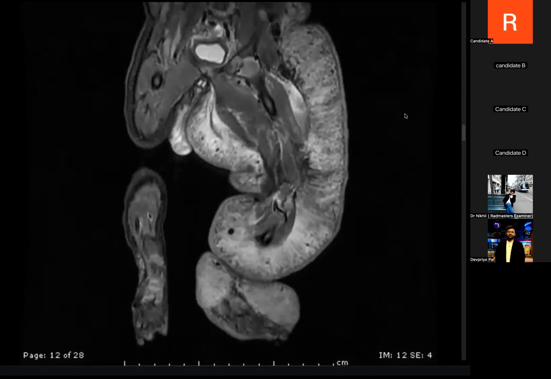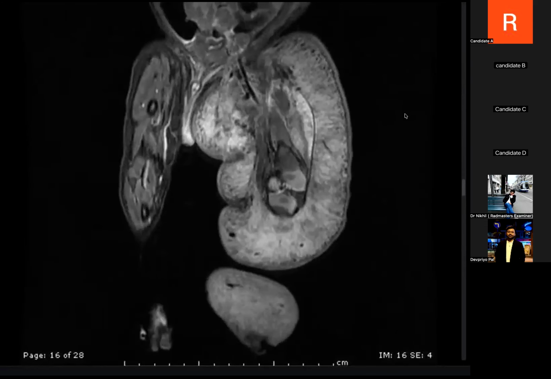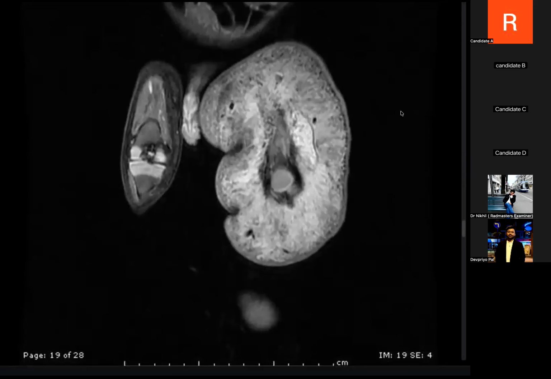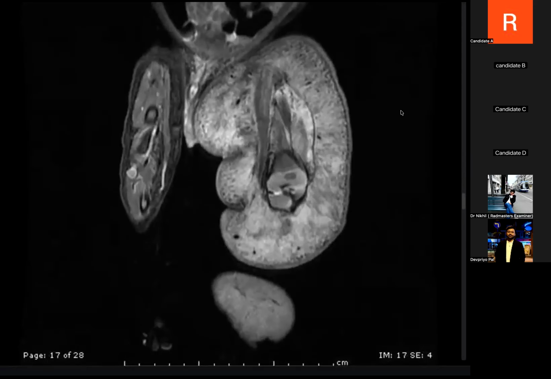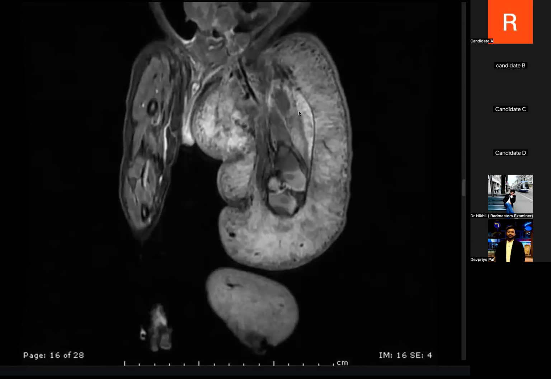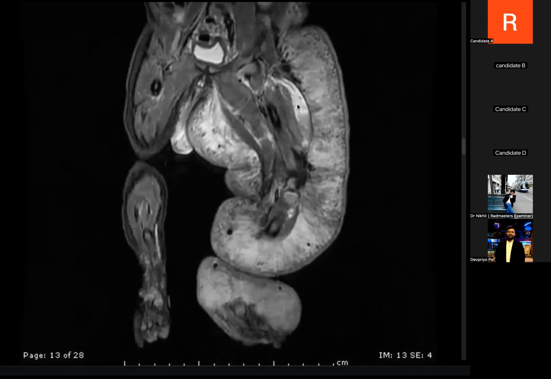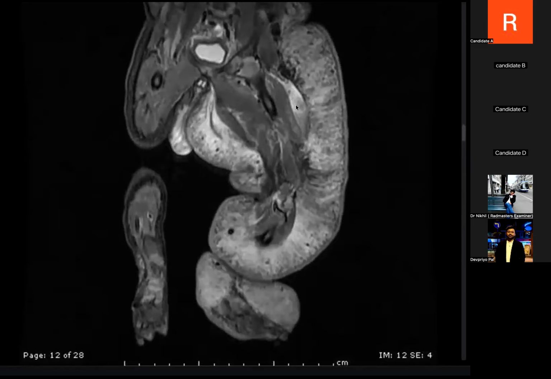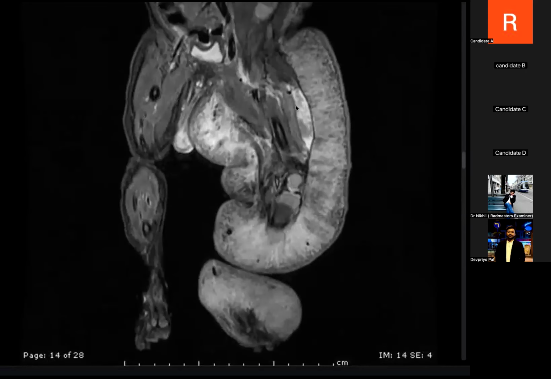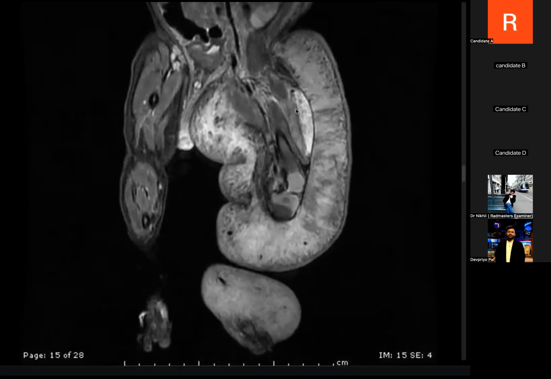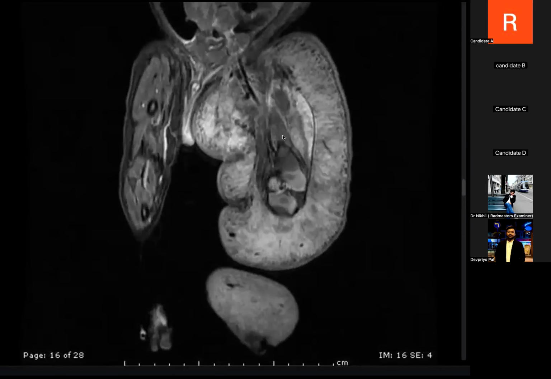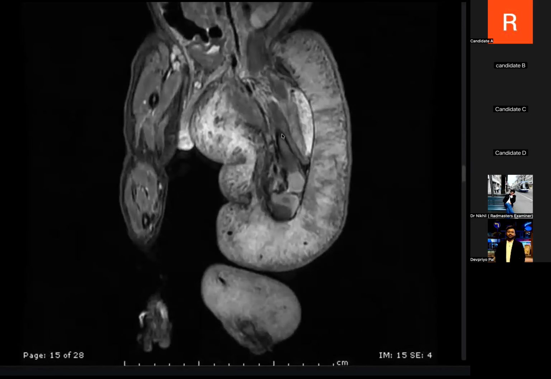Any additional information that you want to add, which you have not added so far? Here I can see some high signal intensity within the muscular plane. Okay. So what are your differentials at this point? Now that you know the extent of the lesion and the signal changes, what are your assumptions at this point?